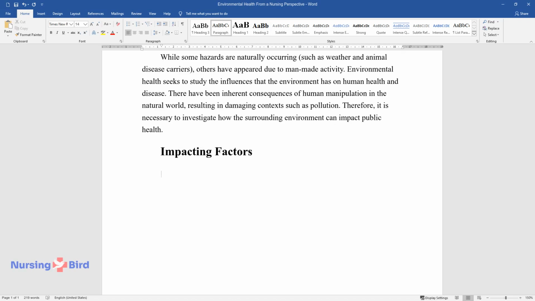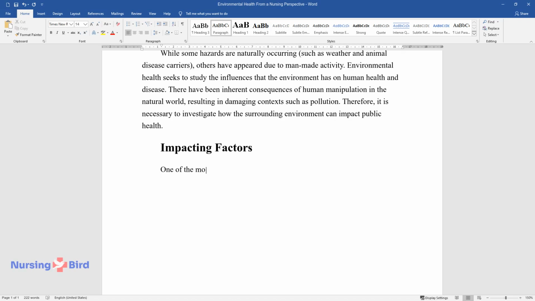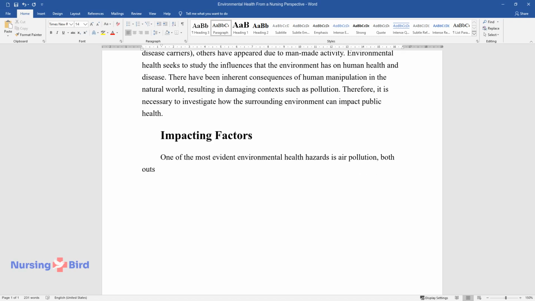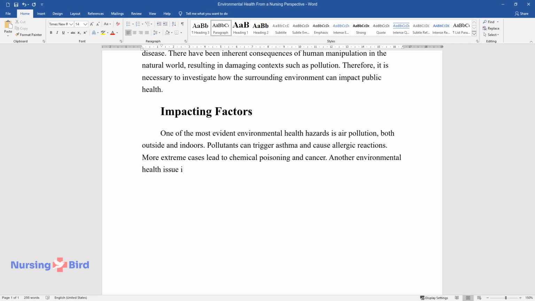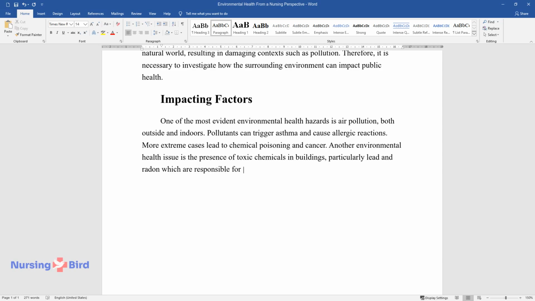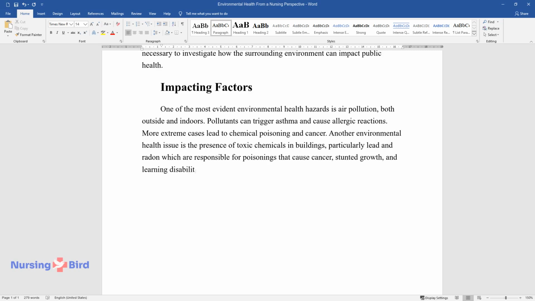Impacting factors. One of the most evident environmental health hazards is air pollution, both outside and indoors. Pollutants can trigger asthma and cause allergic reactions. More extreme cases lead to chemical poisoning and cancer. Another environmental health issue is the presence of toxic chemicals in buildings, particularly lead and radon, which are responsible for poisonings that cause cancer, stunted growth, and learning disabilities.